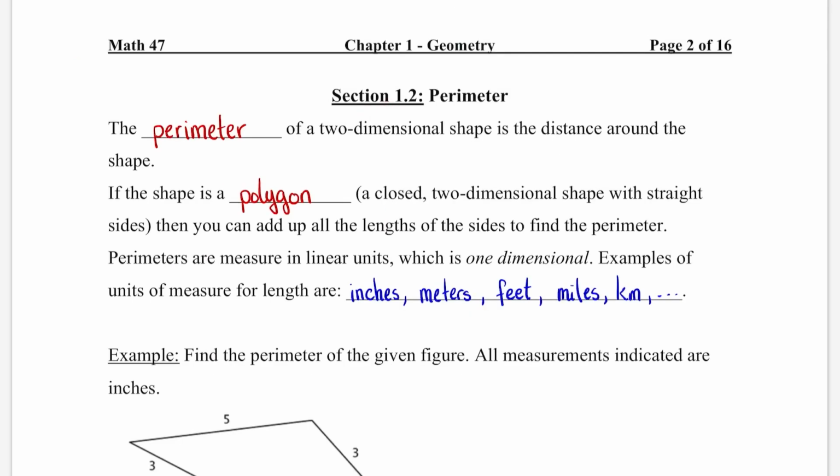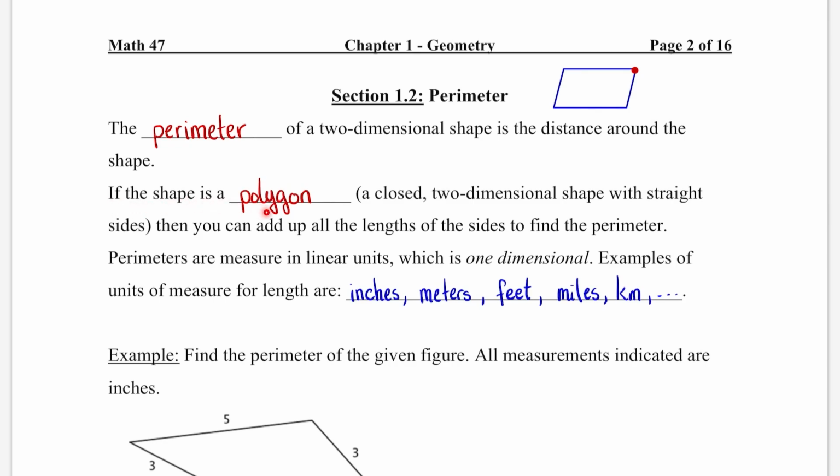Section 1.2, Perimeter. The perimeter of a two-dimensional shape is the distance around the shape. For example, if I have a two-dimensional shape, the perimeter for this shape is the distance around the shape. If I start from this corner and then I walk around the shape, the distance around the shape is called the perimeter.